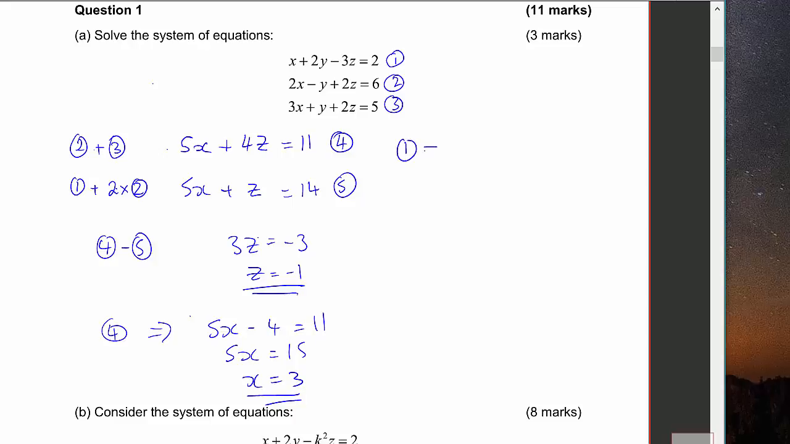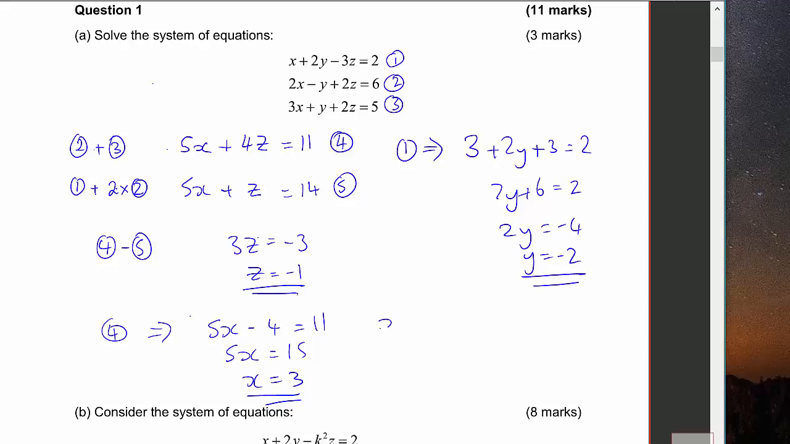And let's now go to equation 1, and that's going to give me 3, add 2 y's, now z is negative 1, so that will be plus 3 equals 2. 2y plus 6 equals 2, 2y is negative 4, so y is negative 2, and so finally we have x is 3, y is negative 2, z is negative 1.